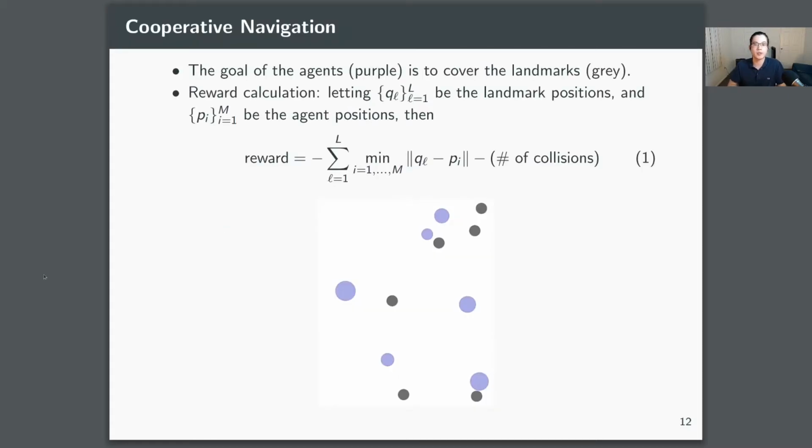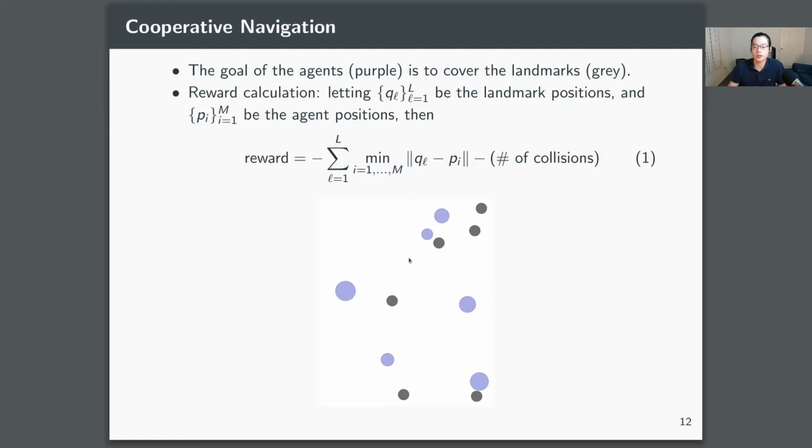For this first numerical experiment, we have this cooperative navigation environment, where the goal of the agents, shown in purple, is to cover the landmarks, shown in gray. Now, to incentivize the agents to cover the landmarks, we make the reward calculation like so. For each landmark, we find the minimum distance agent, and then we take that distance. And we do that for each landmark and take the sum and then put a negative in front of it in order to penalize it. And we also penalize collisions.